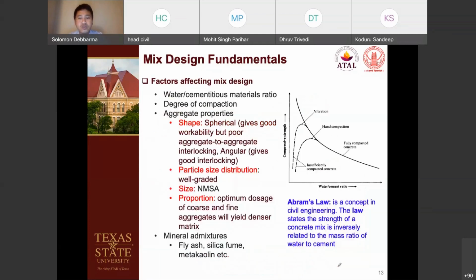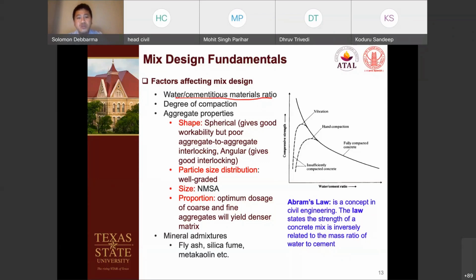Right. So yeah, some other mix design fundamentals. The first factor that affects the mix design is the water to cementitious materials ratio. So please note that you can call it water by cement ratio or water by cementitious materials ratio. When I mention cementitious materials ratio, it means that it can be cement plus fly ash or silica fume or some other mineral admixtures, right?